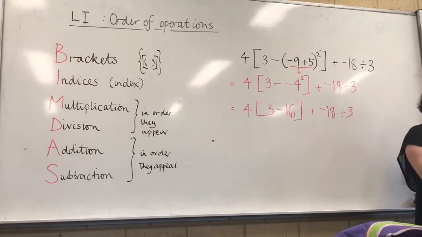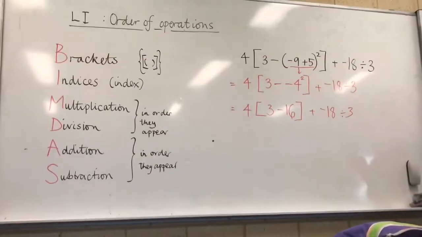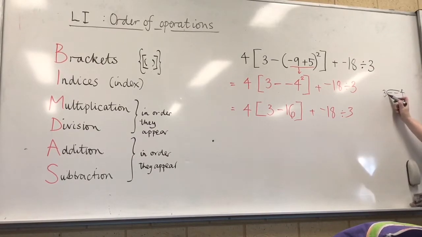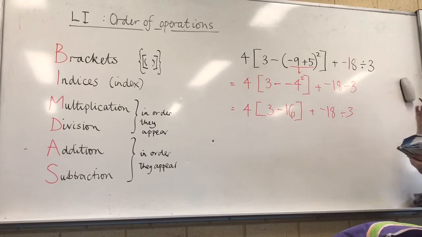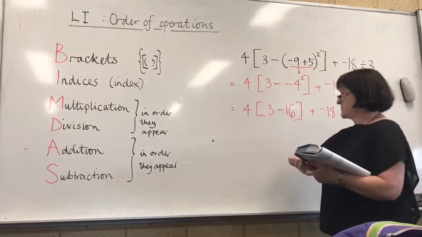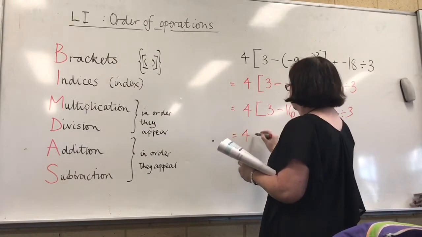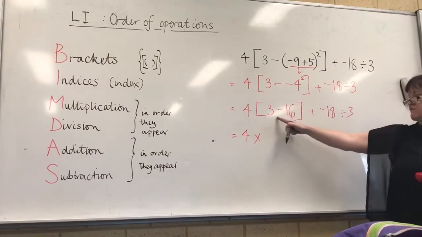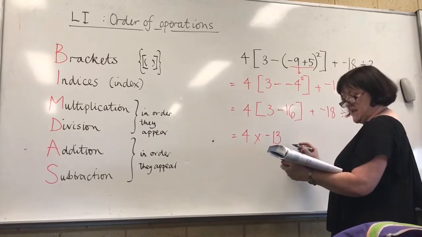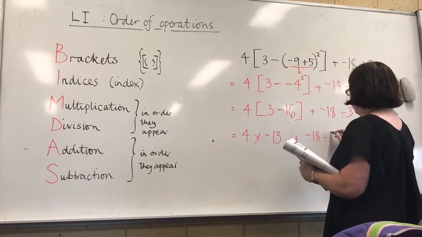But you're absolutely right, Isabella, if it had just been 3 take negative 4, those two would have cancelled each other out and gone to a plus. But because it's negative 4 squared, that changes it, okay? So, what about this now then? What's my next line of working going to say? Need to get rid of those brackets. It's going to be 4 times what? What's 3 take 16? Negative 13. So 4 times negative 13 plus negative 18 divided by 3.